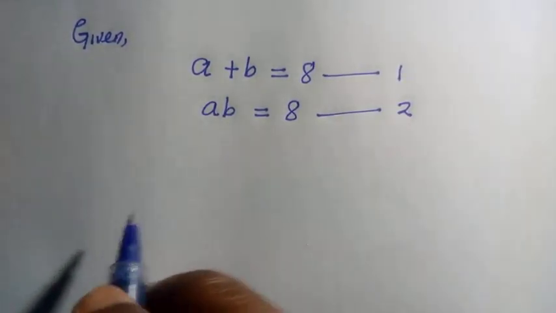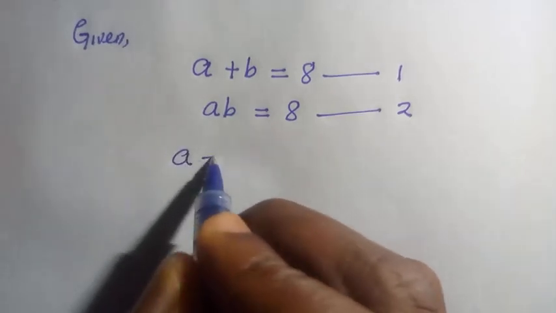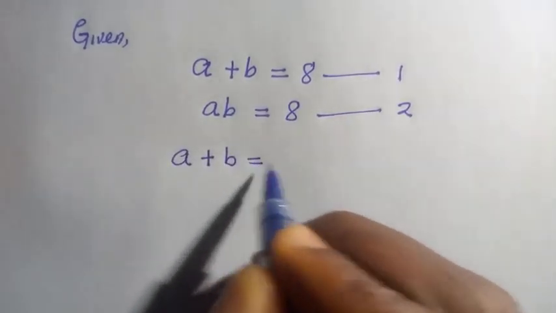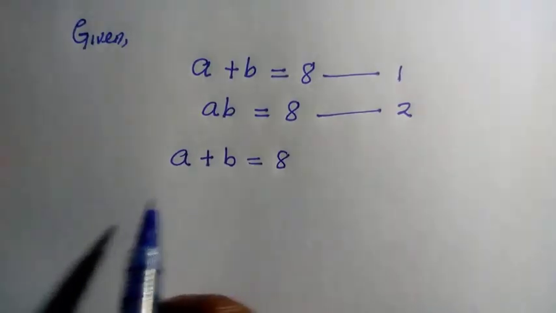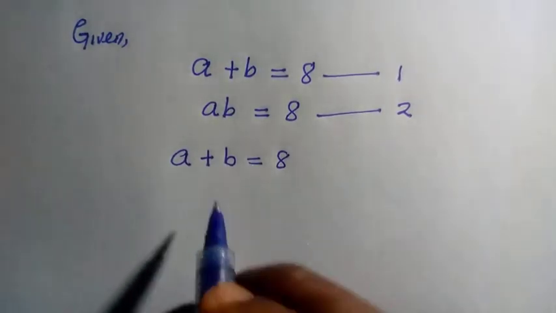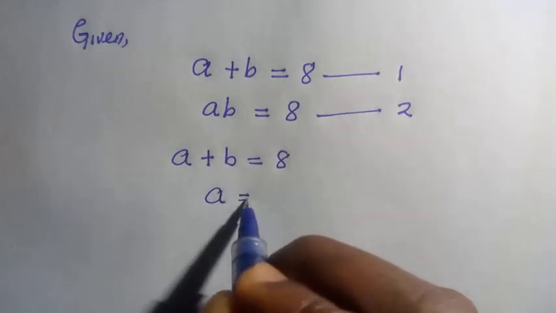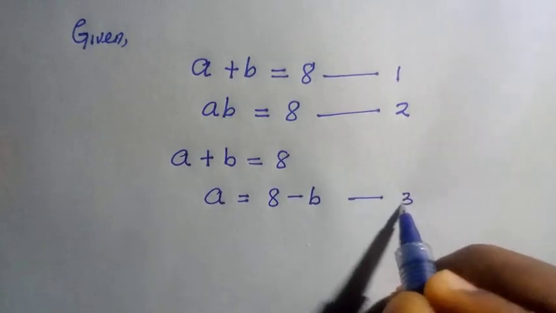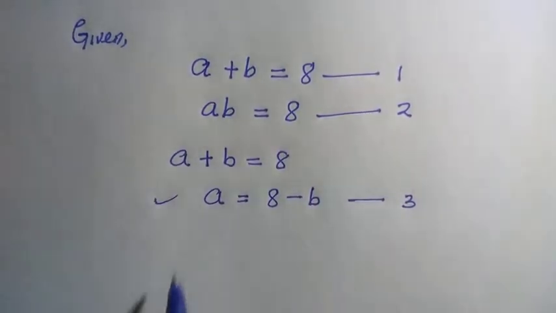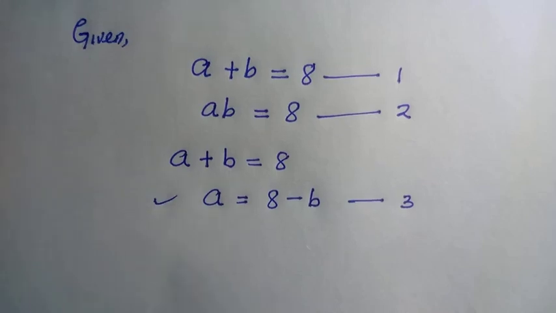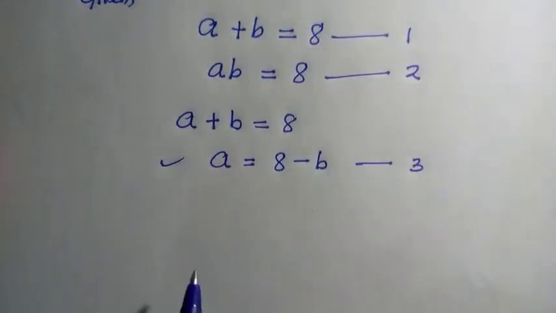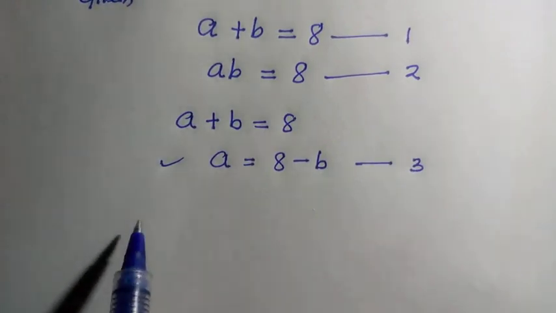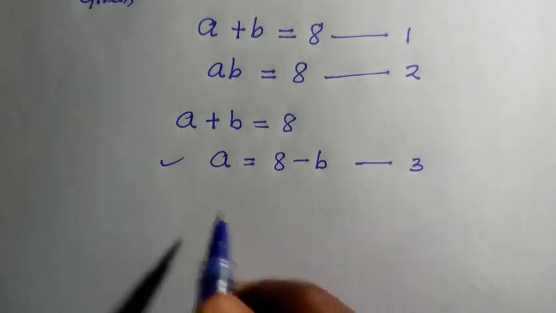Suppose I take from equation 1, which is a plus b equals 8. Then by making a the subject of the relation, we have a equals 8 minus b. And we call this one equation 3. This is an important step to take. Then we substitute equation 3 into equation 2. Anywhere we see a in equation 2, we replace it with 8 minus b.